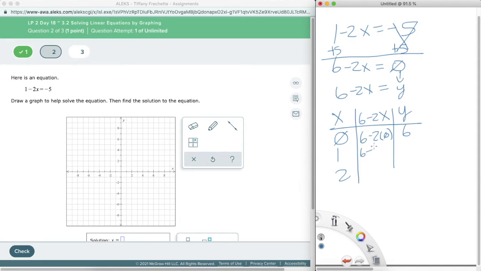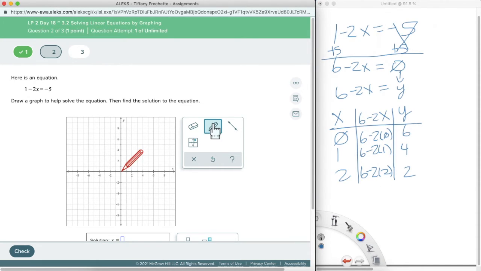6 minus 2 times 1. So negative 2 times 1 is negative 2. 6 minus 2 is 4. And then 6 minus 2 times 2. So negative 2 times 2 is negative 4. 6 minus 4 is 2. All right, so we have 0 and positive 6, and then we have 1 and positive 4, and then we have 2 and positive 2.